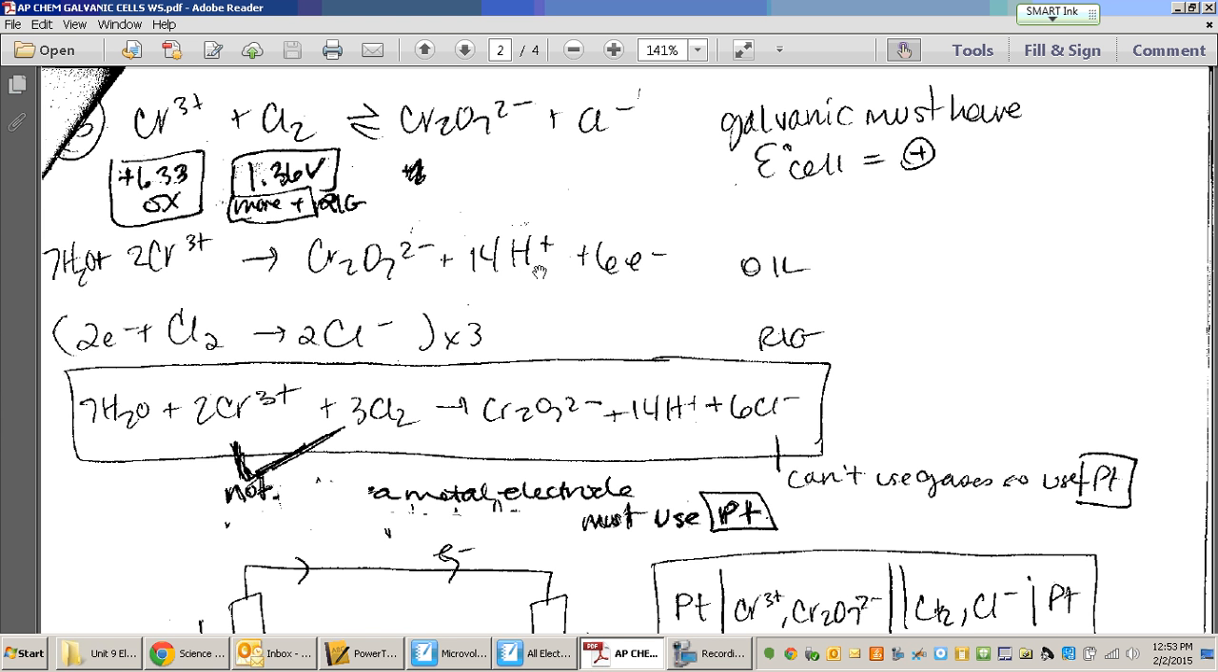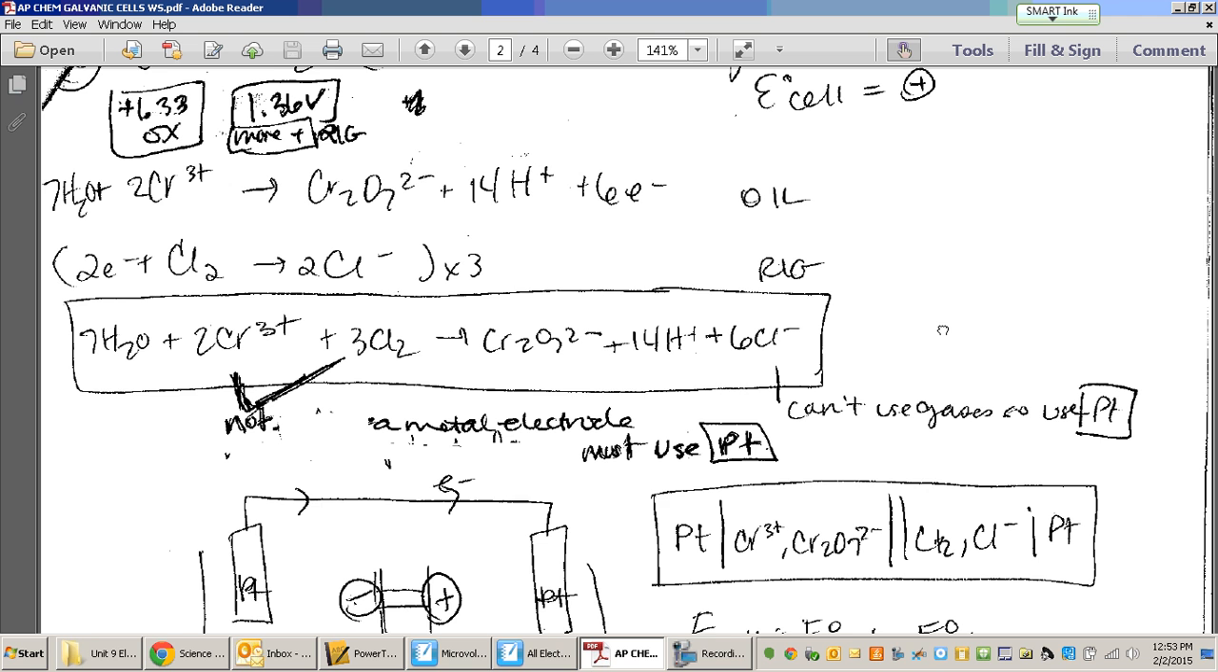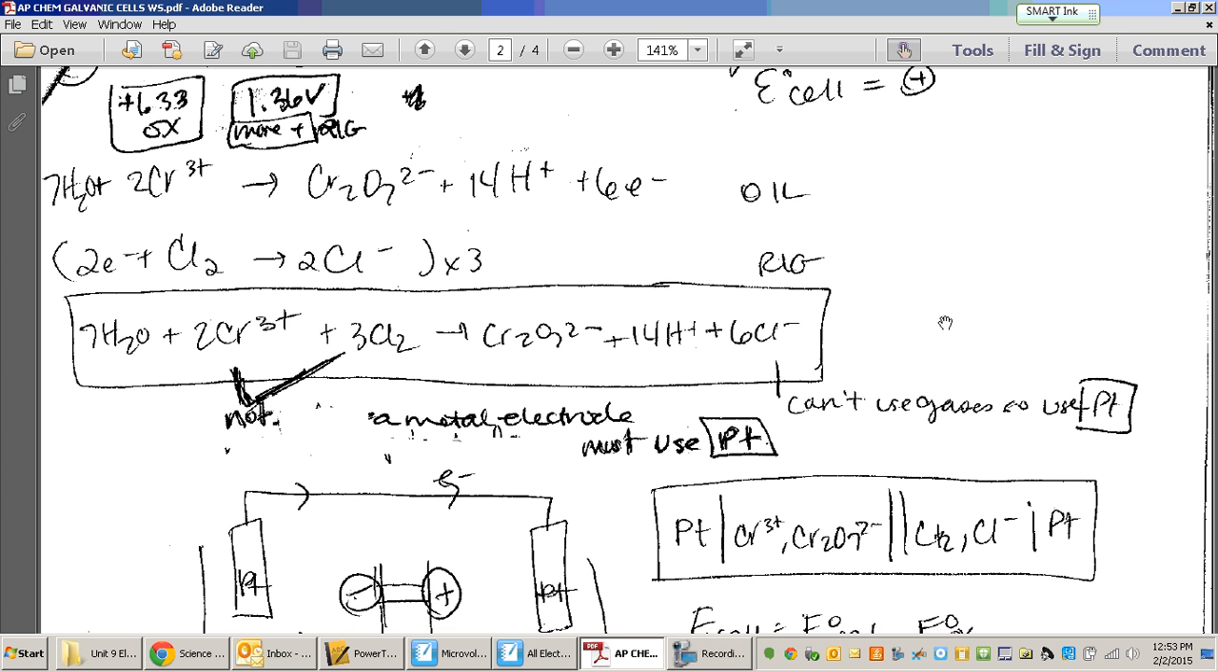You should have been able to figure out who was oil and who was rig based on the fact that you had to make the cell a positive E cell. Looking at your little mini sheet, since E cell has to be positive, you should have been able to tell me who was going to be oxidized and who reduced, because there's only one way to subtract them to make a positive number. So the chlorine is rigged, so it's got to be in the cathode. The chromium 3+ is oiled, so it's got to be in the anode.